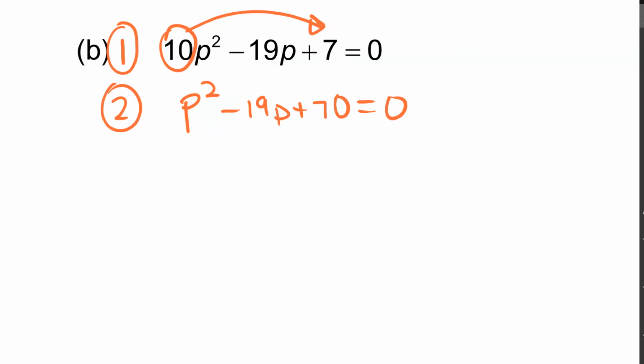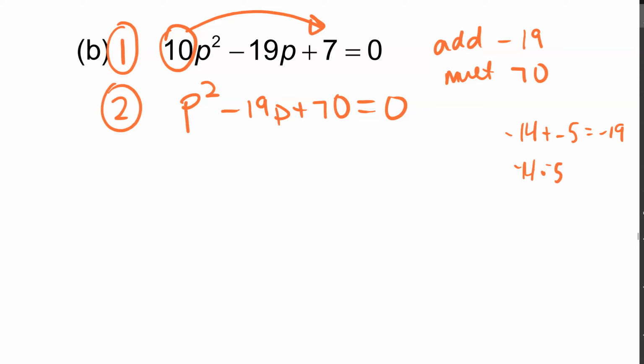So I'm looking for numbers that will add to negative 19 and multiply to 70. Notice we're multiplying to a positive but adding to a negative, that means both numbers must be negative. Negative 14 plus negative 5 is negative 19. Negative 14 times negative 5: well, 14 times 10 is 140, so if I multiply by half of 10, it would be half of 140, which is 70.